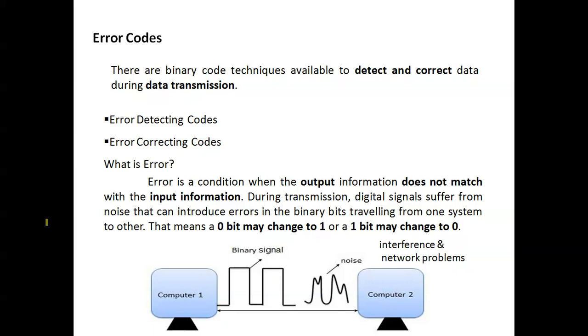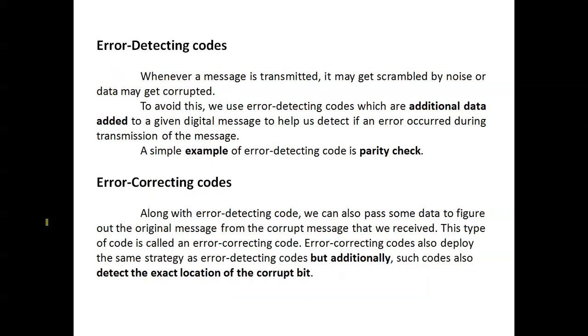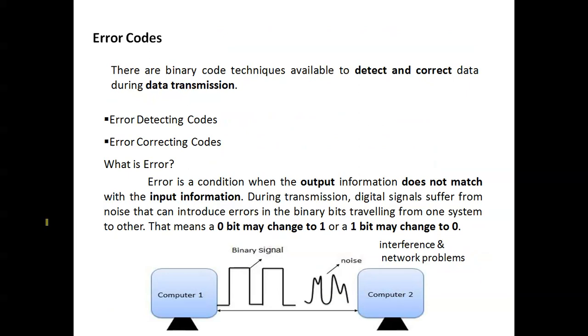Next one, error codes. Okay, so these are binary code techniques mainly for detecting and correcting the data during the transmission. So this is called error codes. There are two types: one is error detecting codes, another is error correcting codes. First of all, we have to know what an error is. Error is a condition when the output information does not match the input information during the transmission.